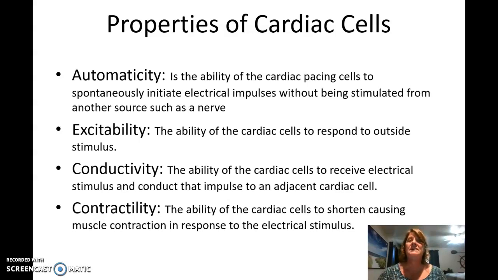Now, when we look at ECG paper, that will tell us if we have automaticity, it will tell us if we have excitability, it will tell us if we have conductivity. But the only way we can tell if we have contractility is to actually go check our patient, to check a pulse, to check a blood pressure, to see how we're doing with our patient. So this is where we're going to stop with our first introduction, and we will continue with the next video.